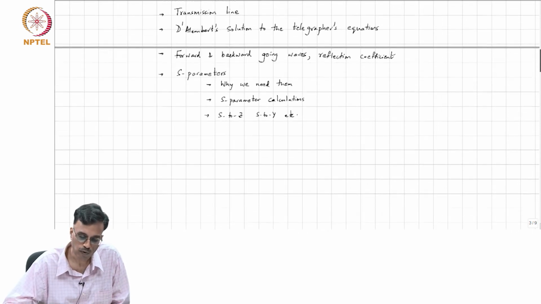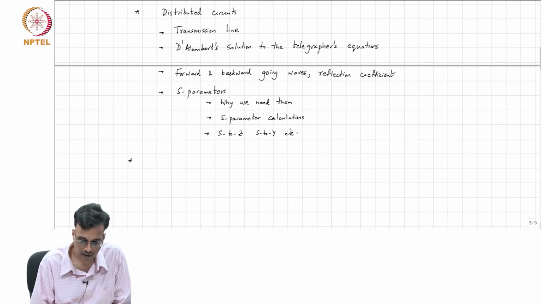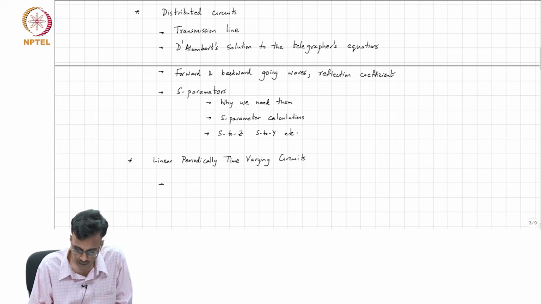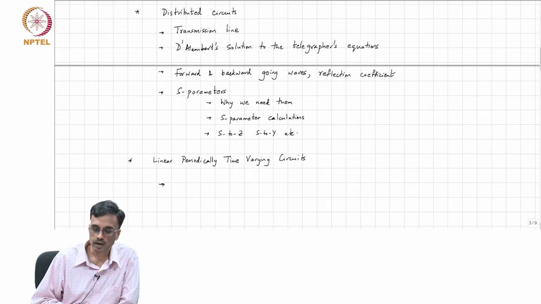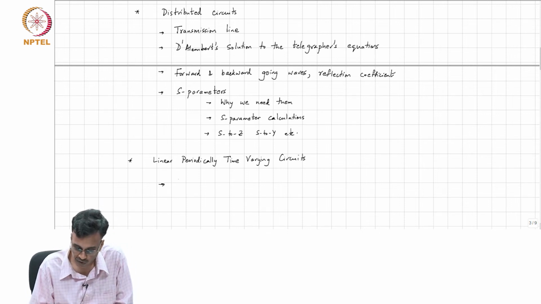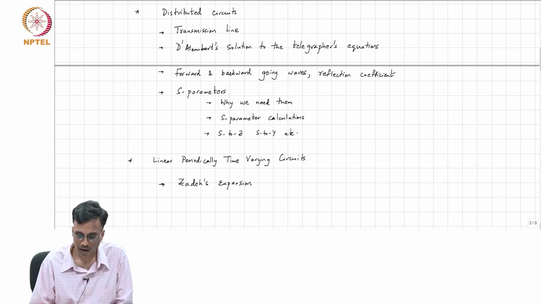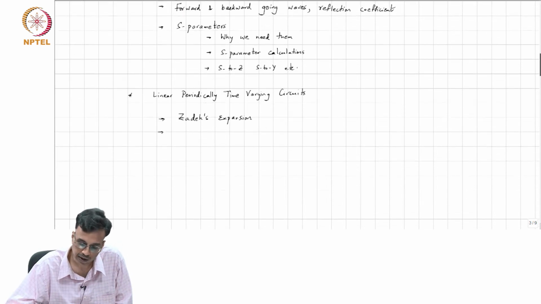Then we moved on to linear periodically time varying circuits. And this basically involves, so we saw the Zadeh expansion, and learnt about the notion of harmonic transfer functions.